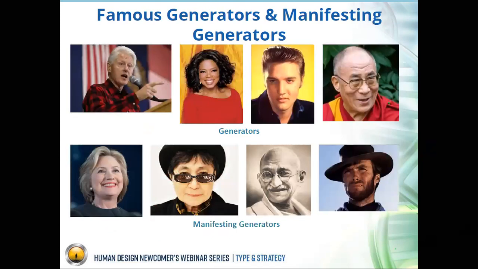And here are some famous generators and manifesting generators. So we have Bill Clinton, Oprah Winfrey, Elvis Presley, and the Dalai Lama. Energetic balls of fire, constantly doing and building and growing. And manifesting generators, I think I'll pass the baton to Lynda, and she can pick up from here and talk a little bit about being a manifesting generator.